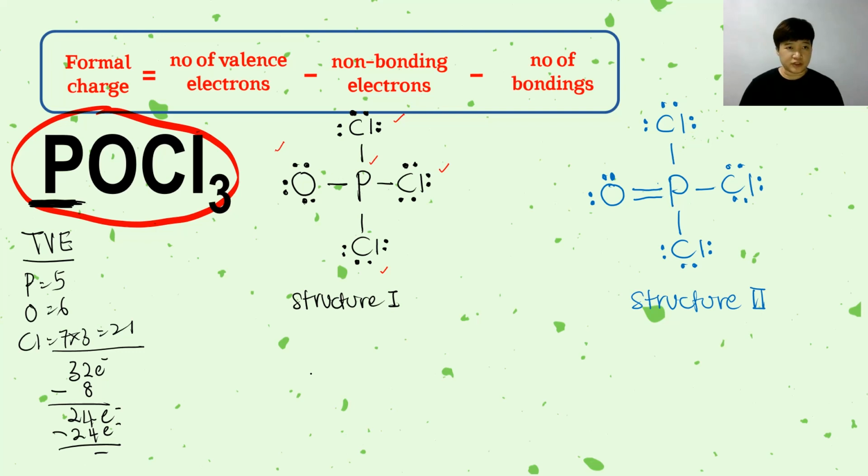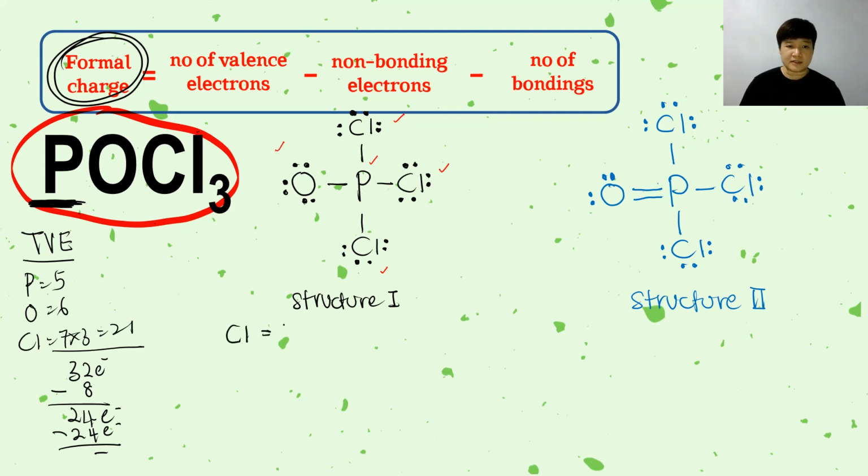And next, what do we do? We need to calculate the formal charge. So we are going to calculate the formal charge for each and every one of them. But you realize that all the chlorines are the same, so you don't calculate 3 times. You only calculate 1 time. Calculate for the chlorine first.